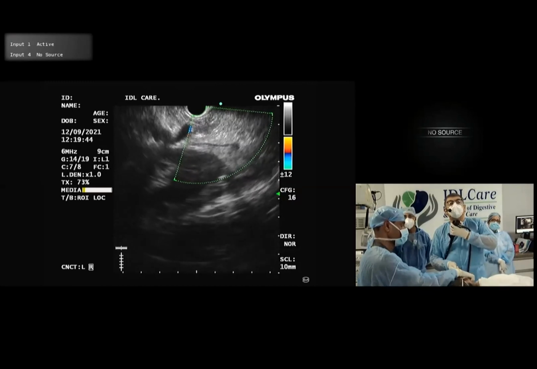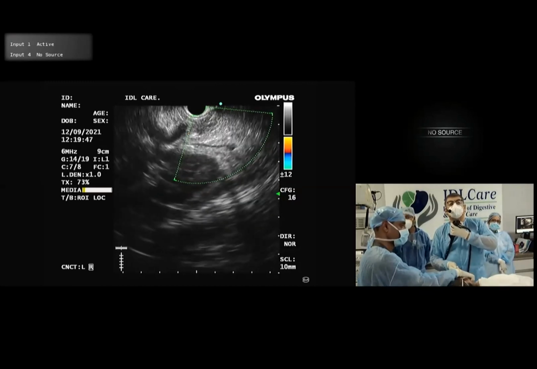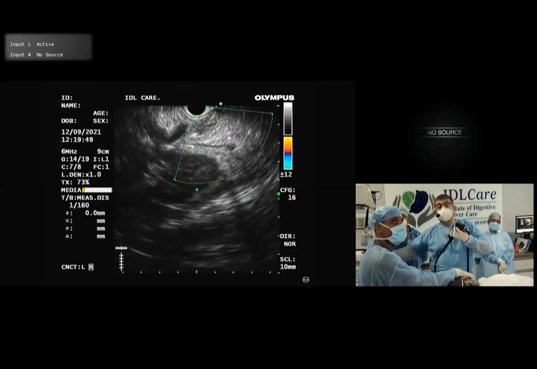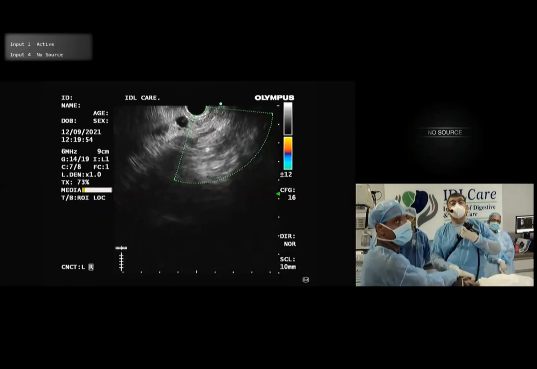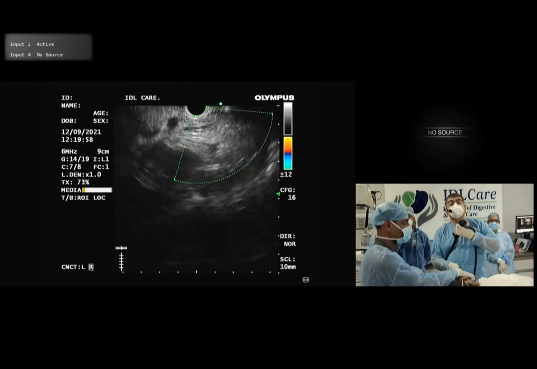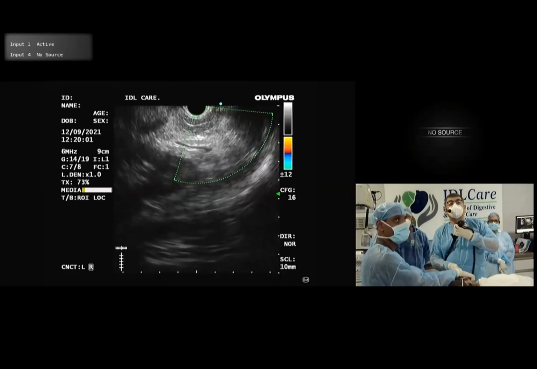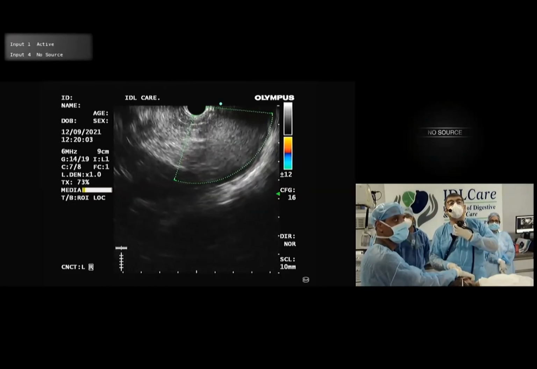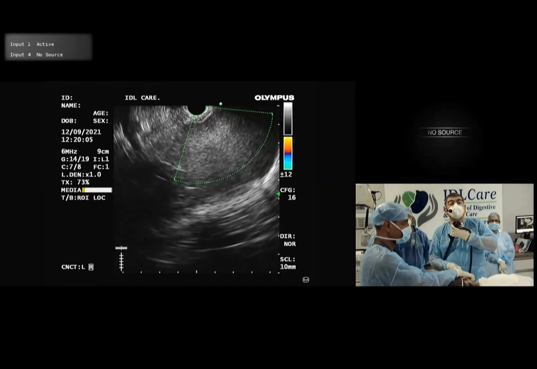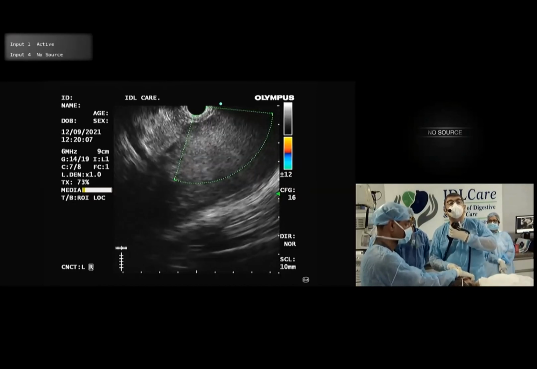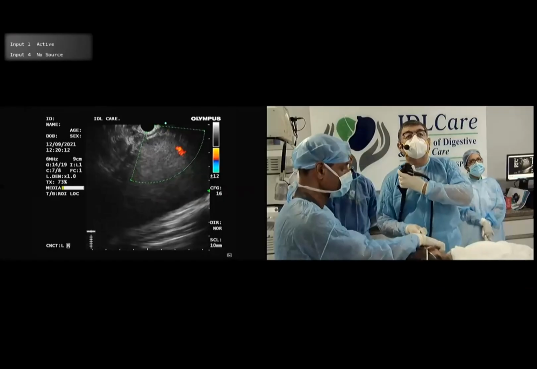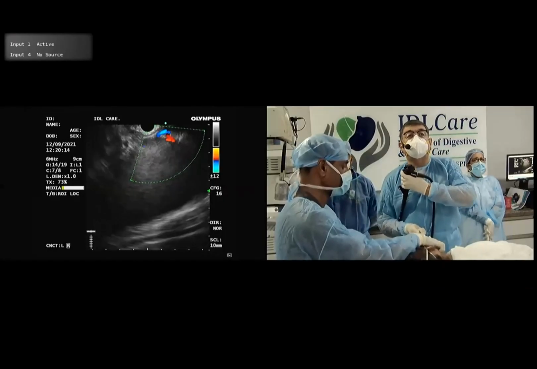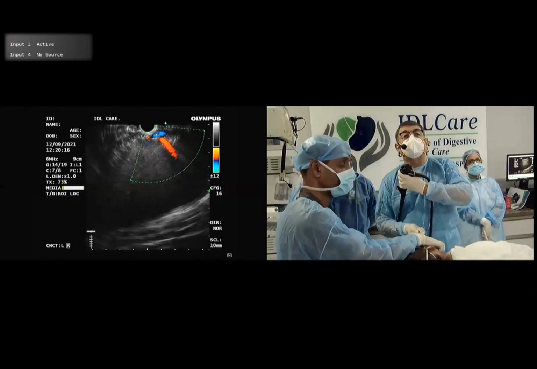spleen. You can see, freeze. This is the left adrenal here. You can see the bird-like appearance. Left adrenal. We turn clockwise, more clockwise. And if you see my right hand, I'm really turning the scope now with my right hand. You have reached the spleen, and you can see the splenic vessels entering the splenic hilum.